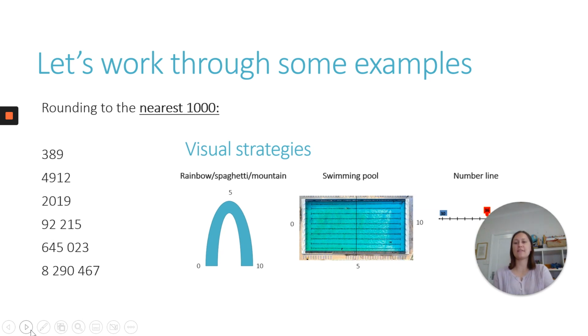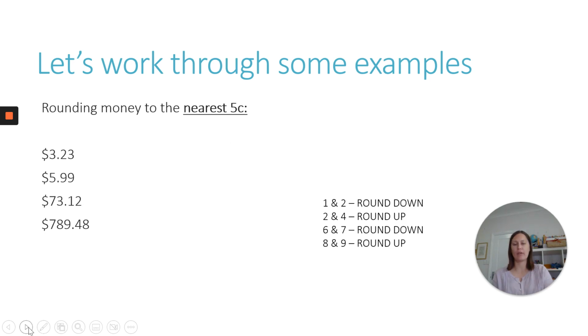Okay, nearest 1,000. Again, we'd do the same thing, but you're only rounding the thousands column. And then the nearest 5 cents. Now with money, we have a little bit of a different rule. You can see down there where I'm circling. If the number ends in a 1 or a 2, we're going to round down, back down to 0, to the nearest 10. If it's 3 and 4, that should say, it rounds up.